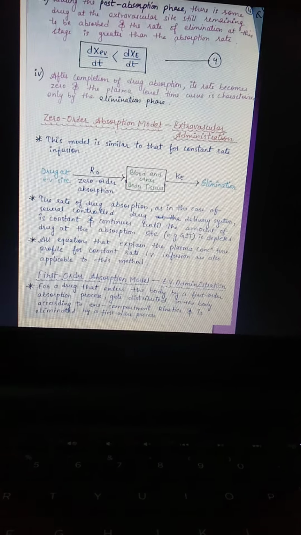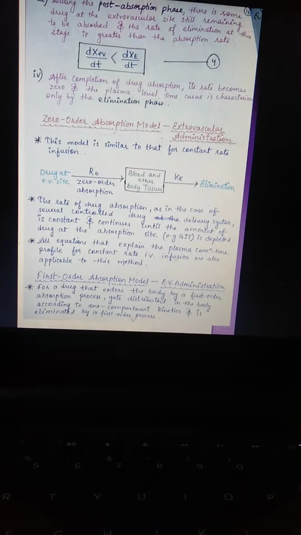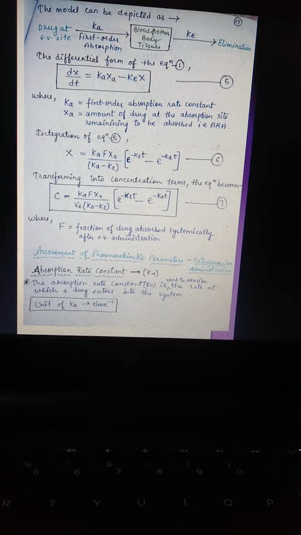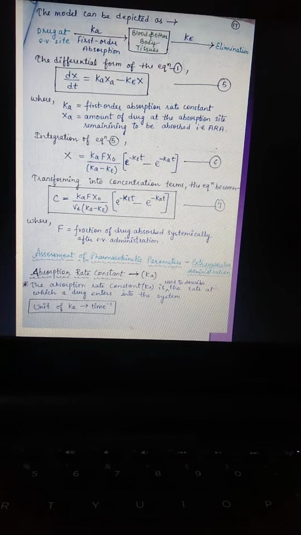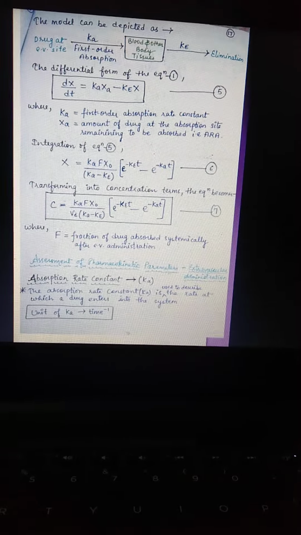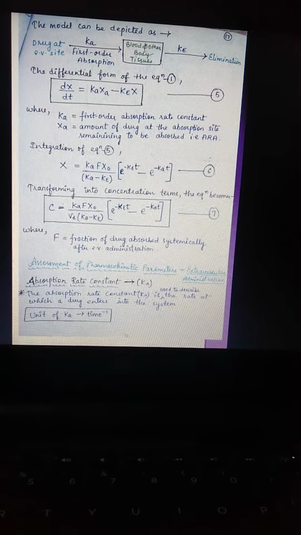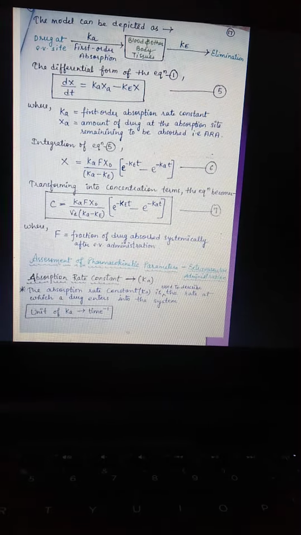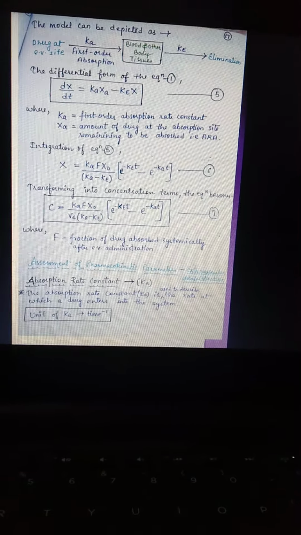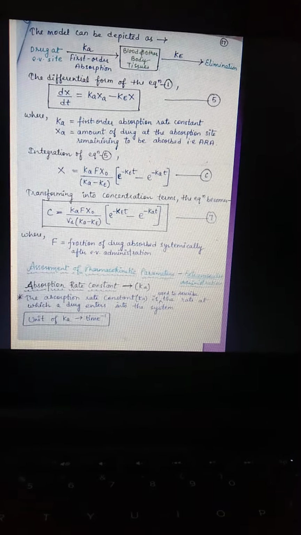Now we talk about the first order absorption model. For a drug absorbed by a first order absorption process, it gets distributed in the body according to one compartment kinetics and is eliminated by a first order process. This model can be depicted as follows: the drug at the extravascular site goes through first order absorption into blood and other body tissue, and then it will be eliminated.